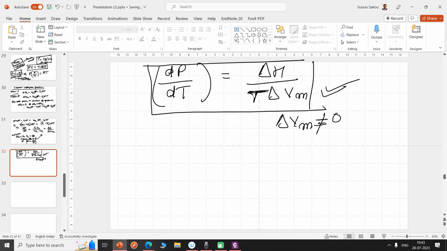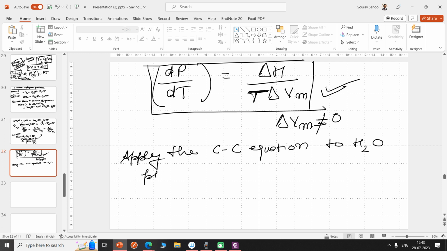So for example, like in the class it was discussed for the different phases of iron, what will happen if we change the pressure of one phase of iron? What will happen to the phase transition temperature between the two phases, right? So in the class it was asked to apply the Clausius-Clapeyron equation to the water phase diagram. So that was a homework, so we'll discuss it here.